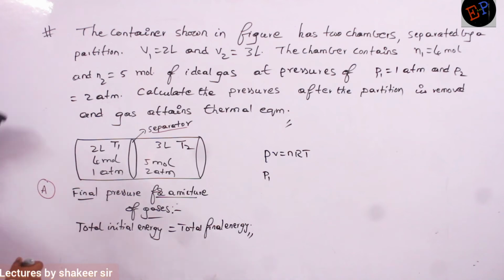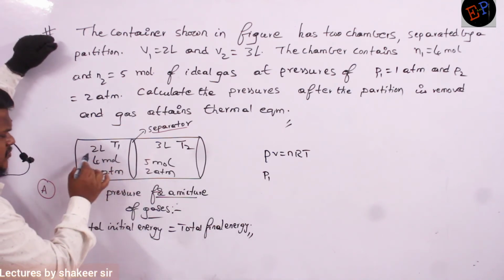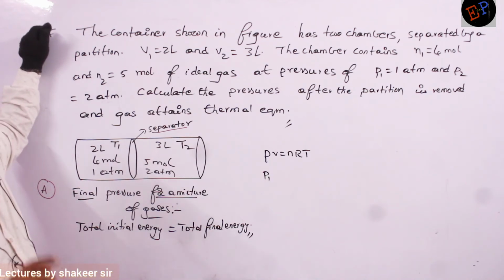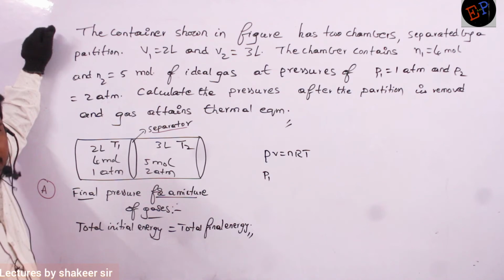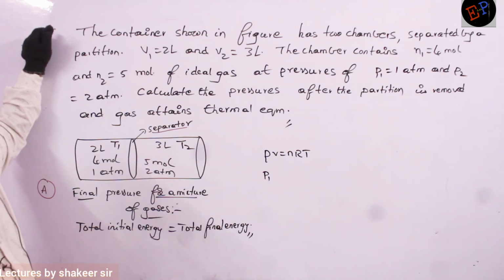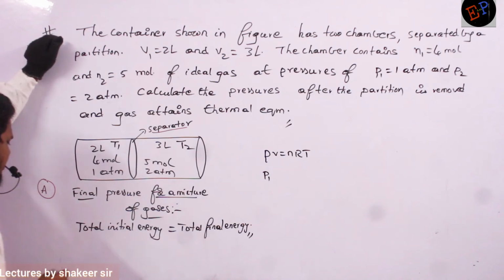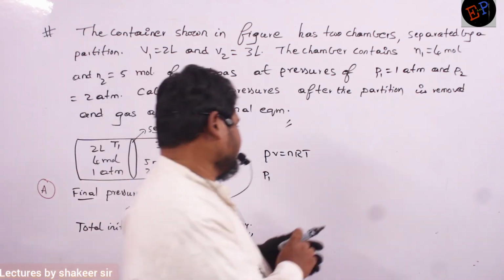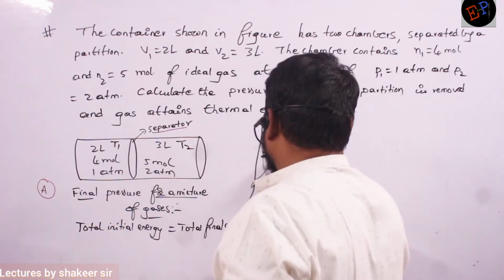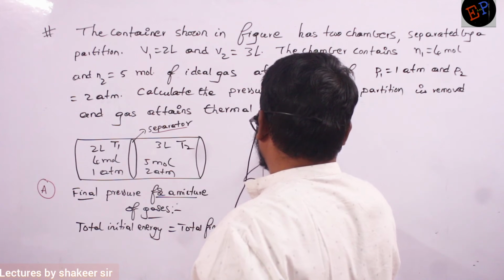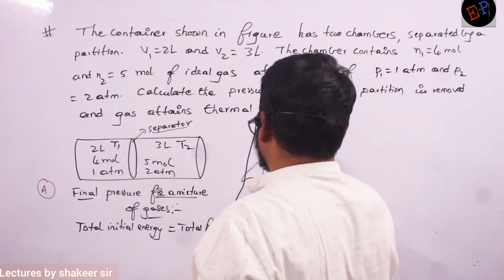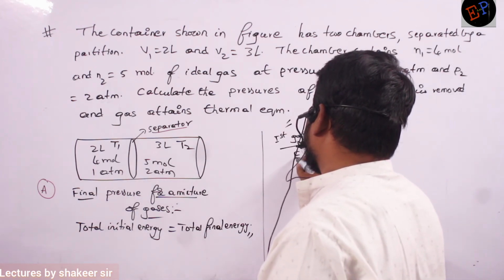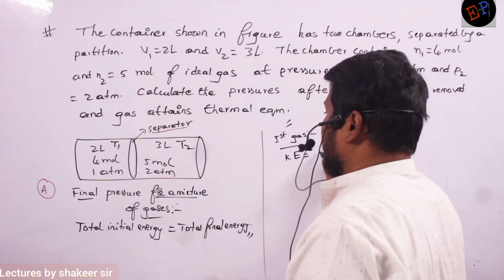Now see. Here how many moles of gas are present? 4 moles. Here I have 5 moles of gas. So what is the kinetic energy for a single mole of a gas? 3 by 2 RT. Okay? So total initial kinetic energy I can write here. So for the first gas, that is the gas present in the first cylinder, what is the energy of the gas? Kinetic energy of the gas is equal to, how many moles are there?